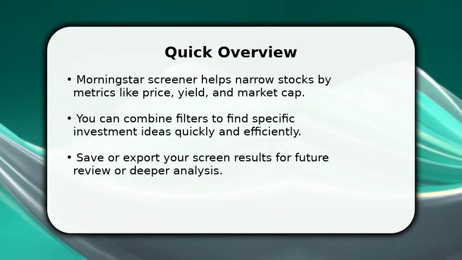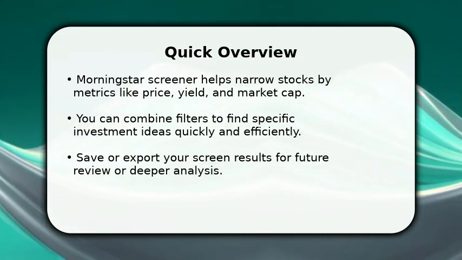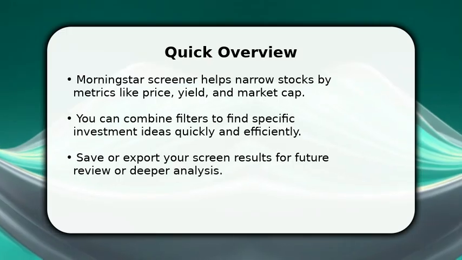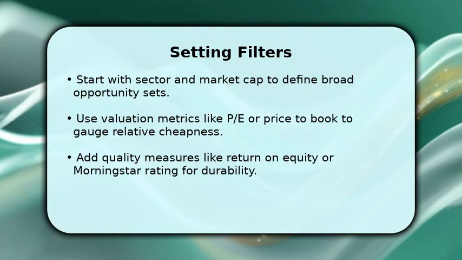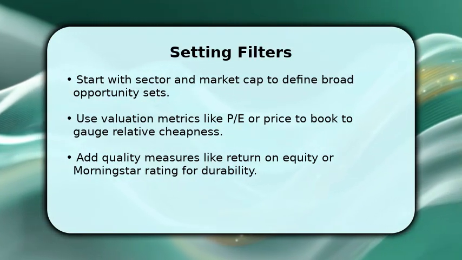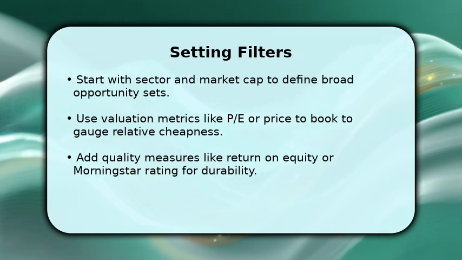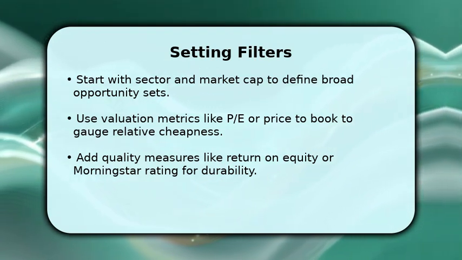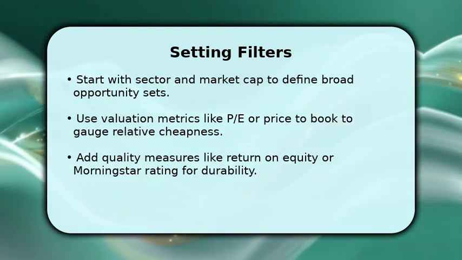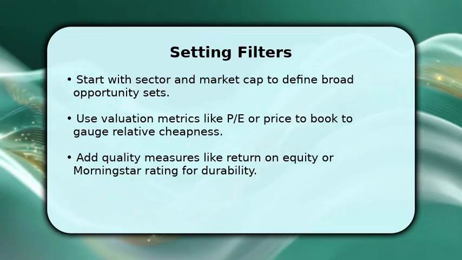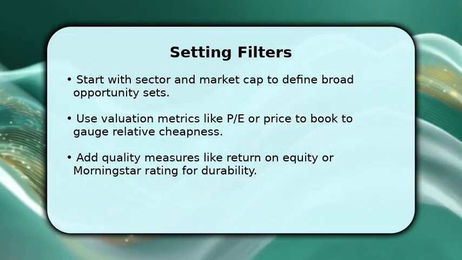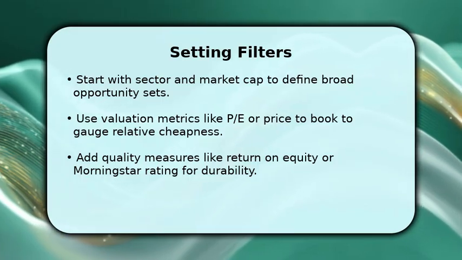Adjust ranges, preview matches, and refine filters until the list feels manageable and actionable. Choose a few essential filters to avoid analysis paralysis. Start with sector and market cap, then add valuation and quality metrics to narrow choices. Use range sliders and exact values for precision, and preview how many names match as you change settings.